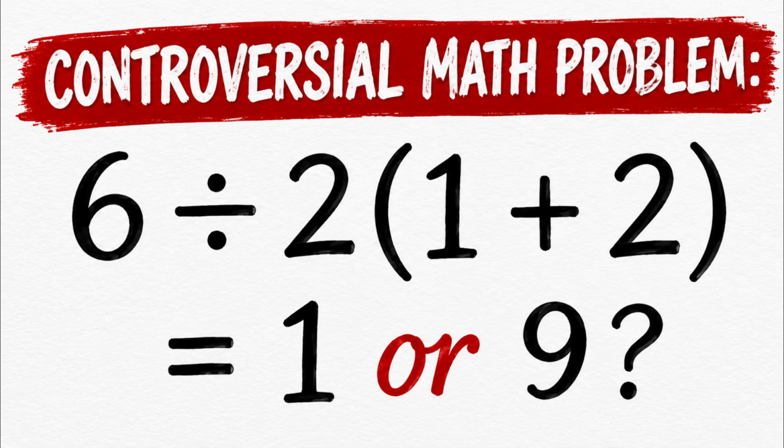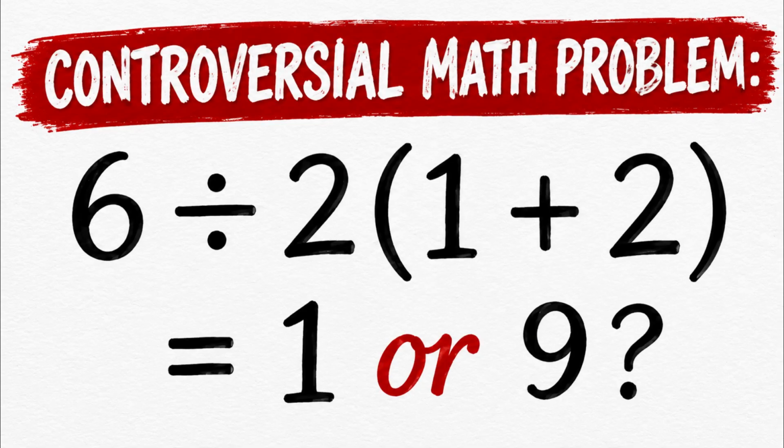This math problem looks simple, but it is controversial. The expression is 6 divided by 2 times (1 plus 2). Some people say the answer is 1. Others say the answer is 9.